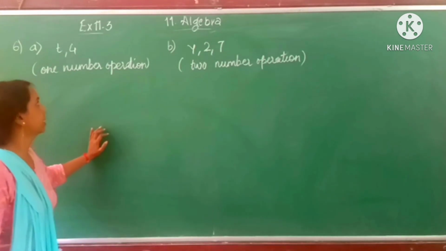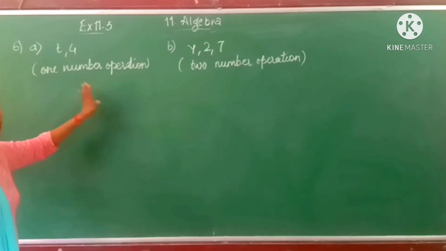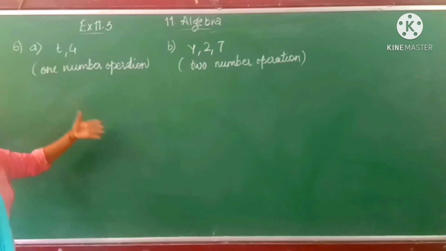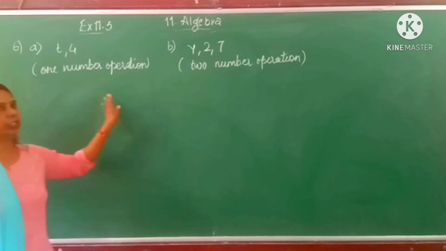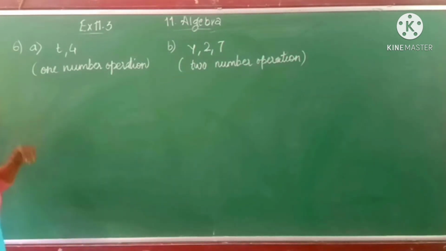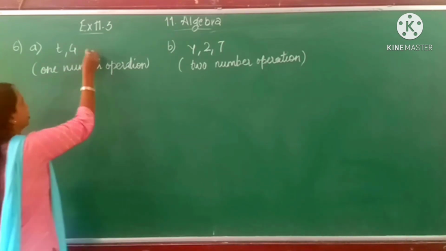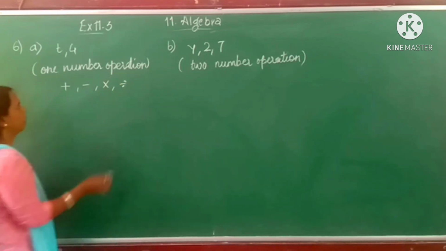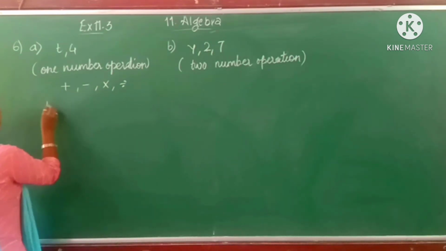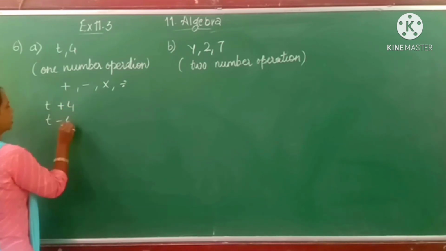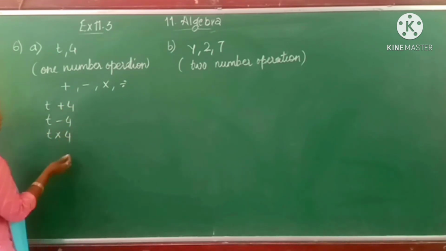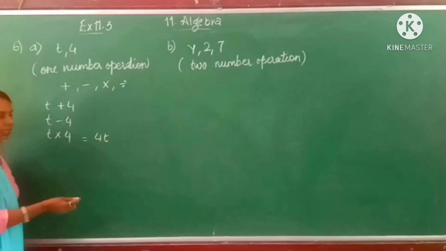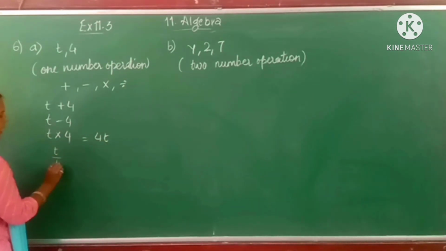Next question number 6 is you have to form the expression by using letter T and number 4. And here the condition is one number operation. Okay, a single operation you have to use and form the expression. So we can write it as first using all the operation addition, subtraction, multiplication and division. So we can use first t as a variable, so you can write as t plus 4, t minus 4, t into 4, that is 4t. Okay, it's one and the same. And t divided by 4.